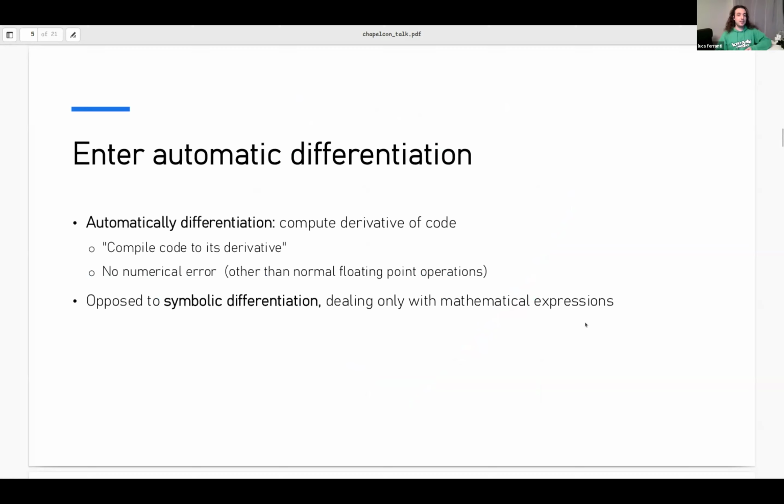So enter automatic differentiation. What is the idea of automatic differentiation? As simple as it sounds, we want to compute the derivative of code. This is slightly different from symbolic differentiation, because when we talk about symbolic differentiation, we generally refer to mathematical expressions, symbolic expressions, whereas with automatic differentiation, we talk about code. So for example, if I have a class or a for loop, these programming constructs, I want to also compute derivatives through those. Roughly speaking, one could say that we want to compile the code to its derivatives. I put quotation marks because there are some cases where maybe it's not entirely accurate.